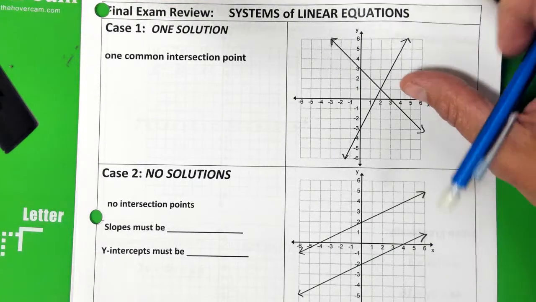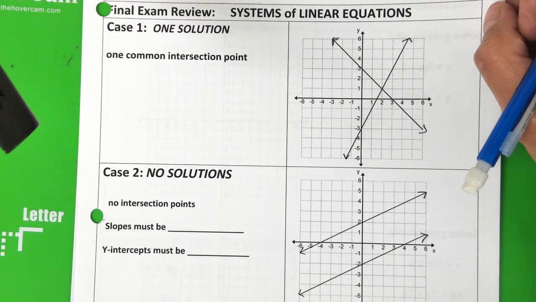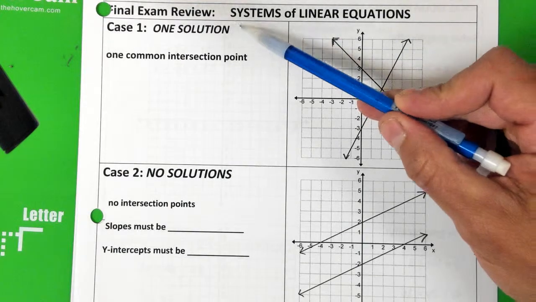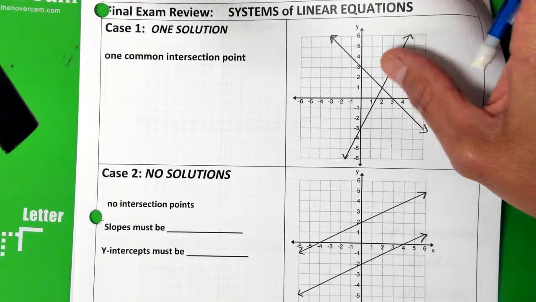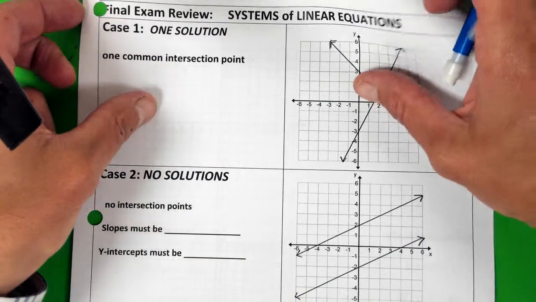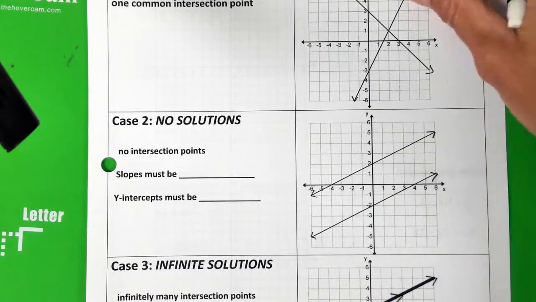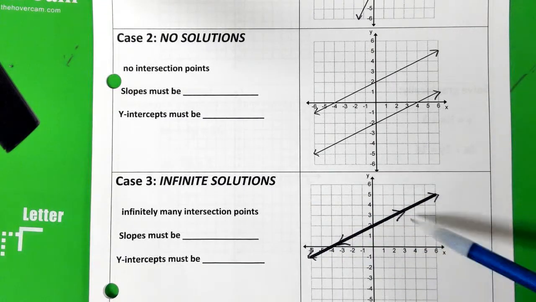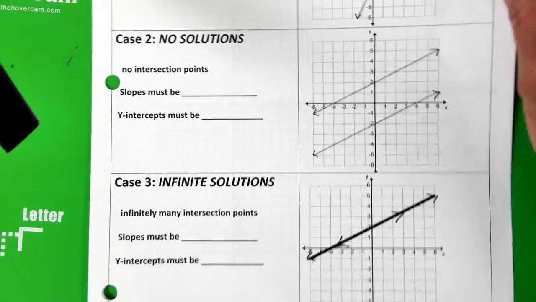So there are three situations that we learned this year can happen when we graph two linear equations on the same coordinate grid. They could have one solution, and that is that they intersect at one common point. They may have no solutions, which you see here, case 2, or they could have an infinite amount of solutions, which you see here, case 3.